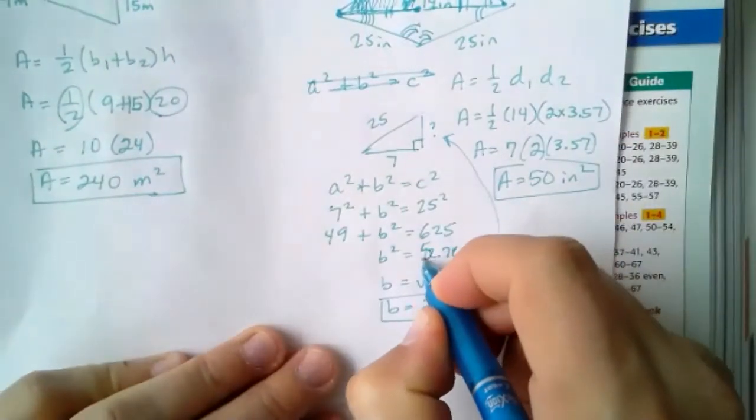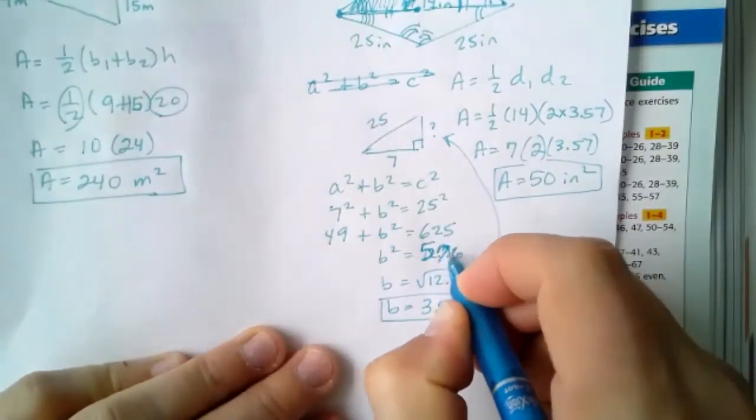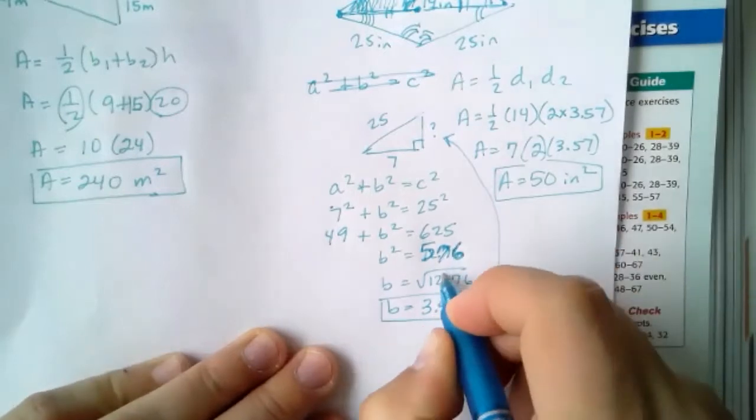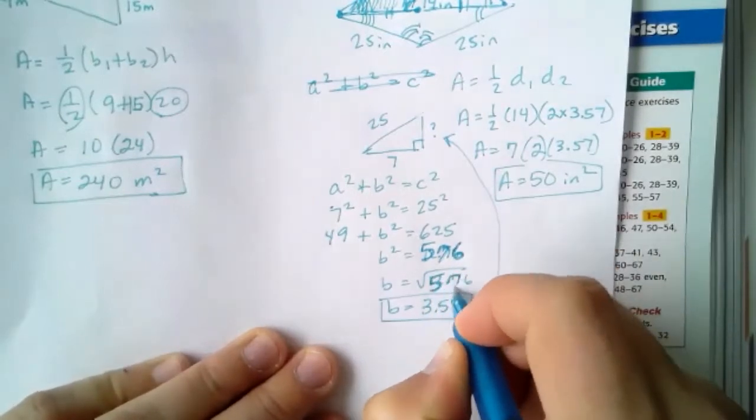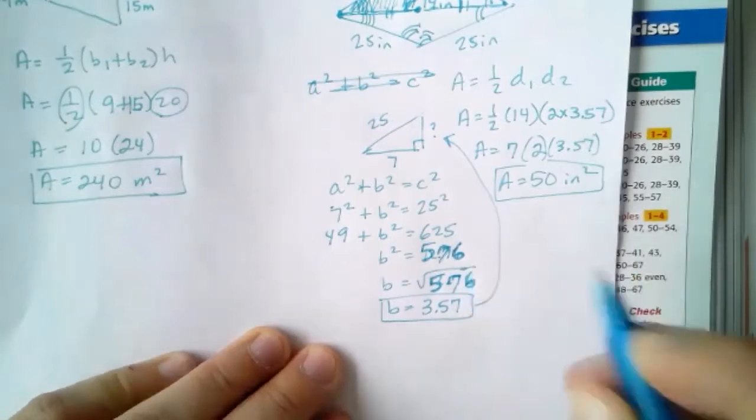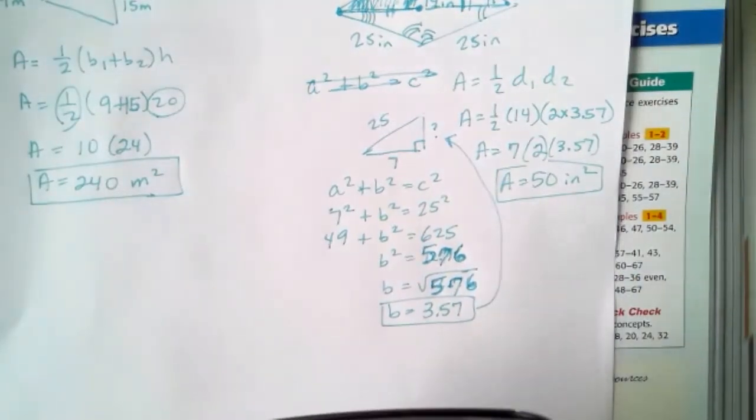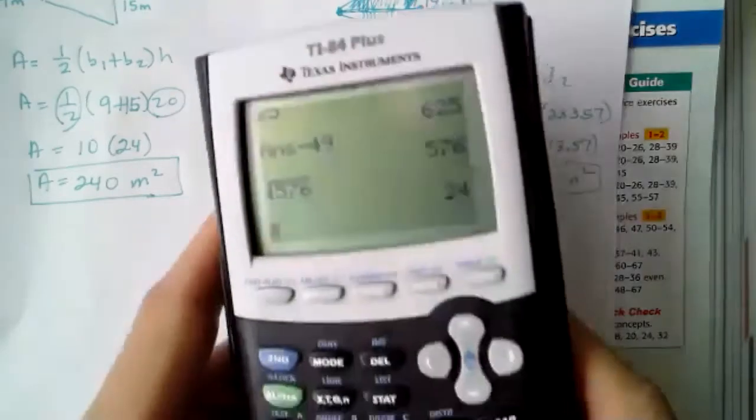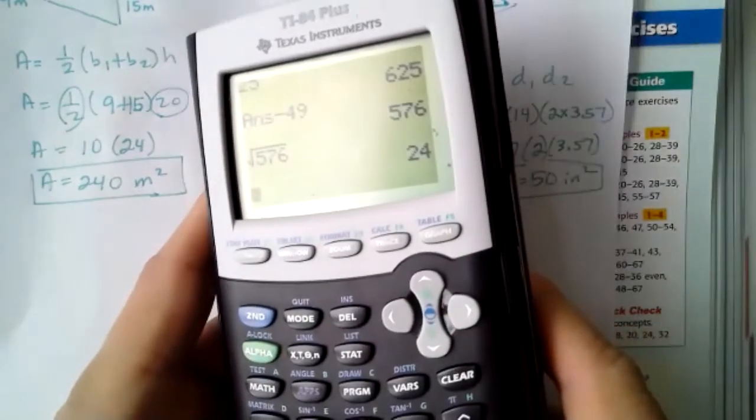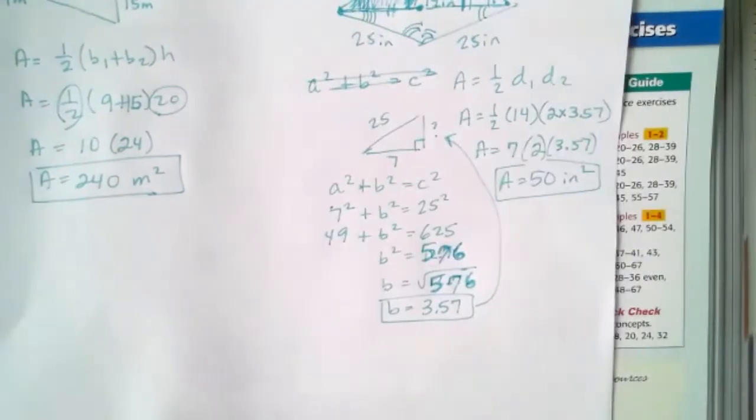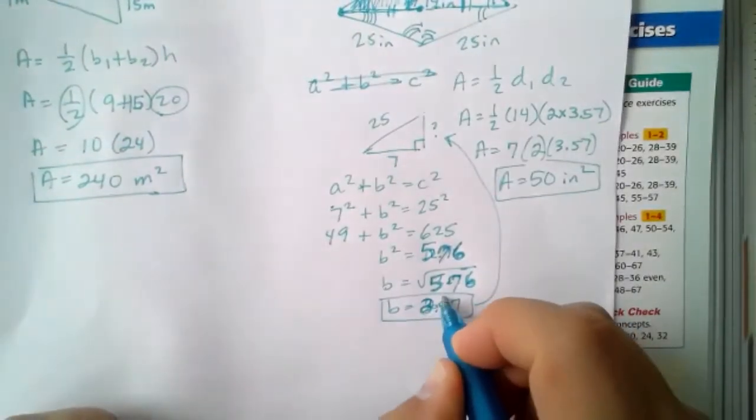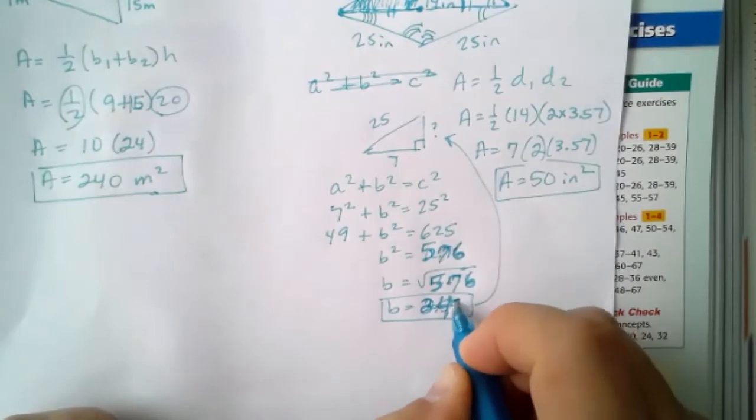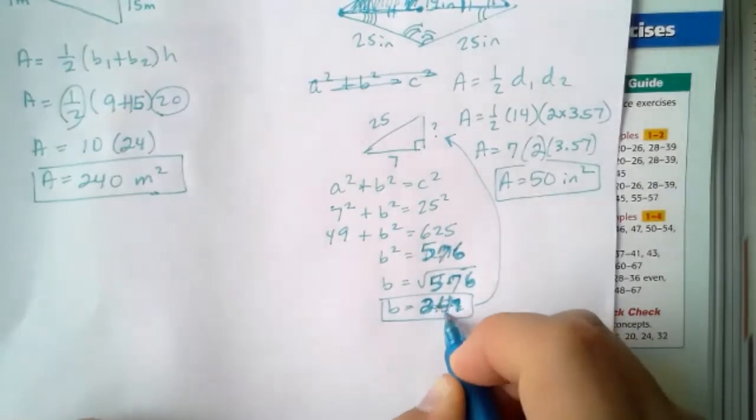This is it, 576. And the square root of 576 is not 3.57. What is that? All right, the square root of 576 is 24, okay? So 24 is my base. I made a mistake there, oopsie.